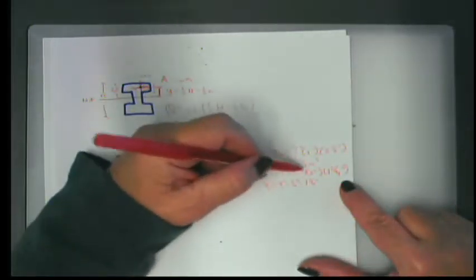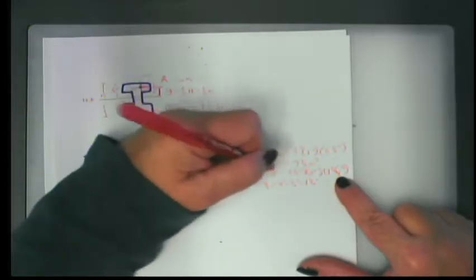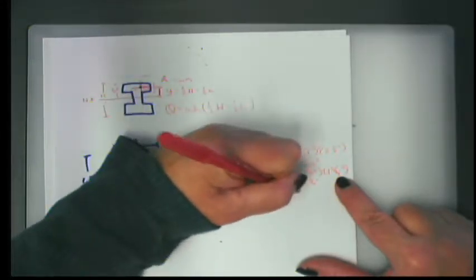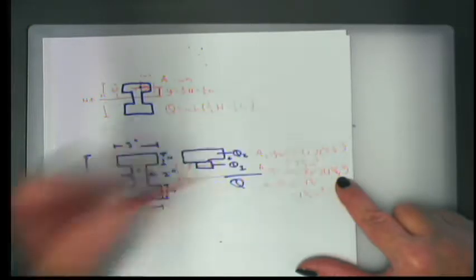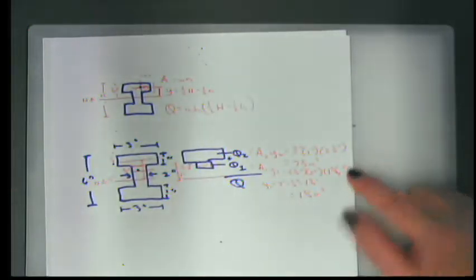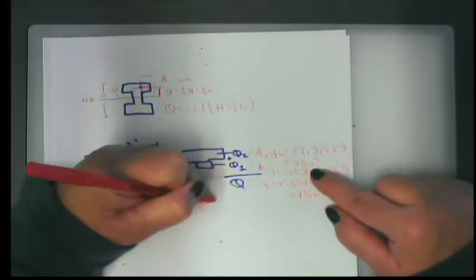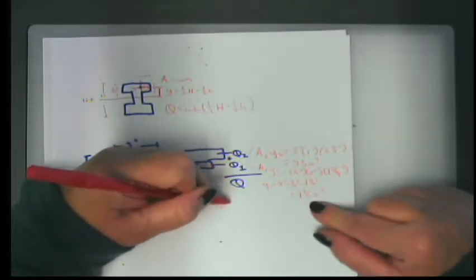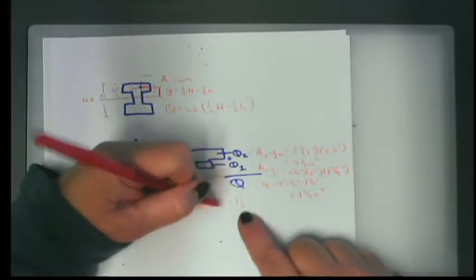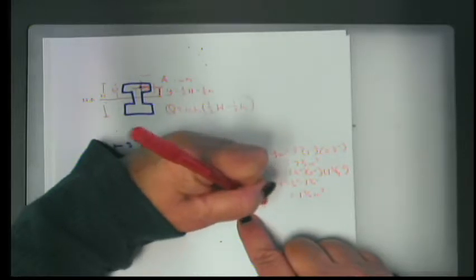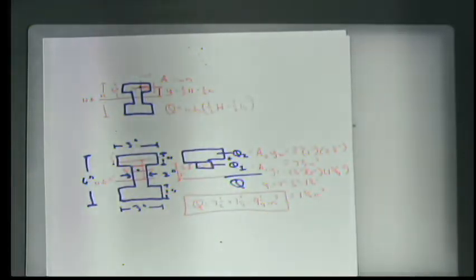So if I multiply that, 1/2 times 2 is just 1. So A1, Y1 is 1 3/4 inches to the third. And my Q of that composite shape is then 7 1/2 plus 1 3/4, which is 9 1/4 inches to the third. And that is the value that you would use in the equation.